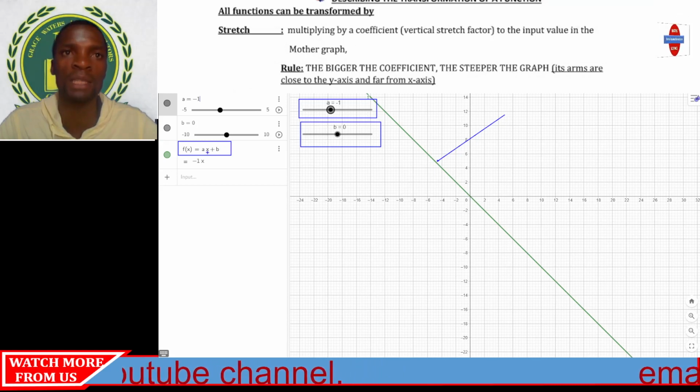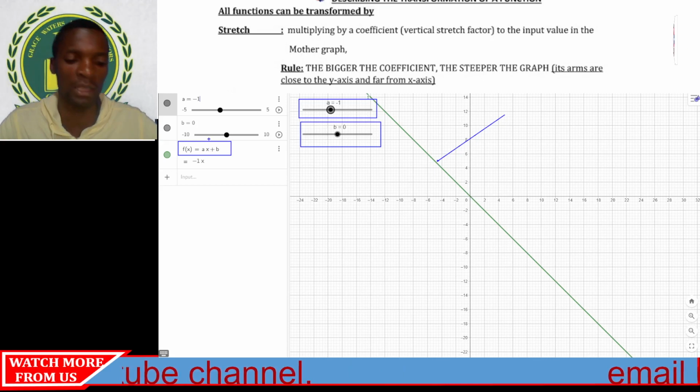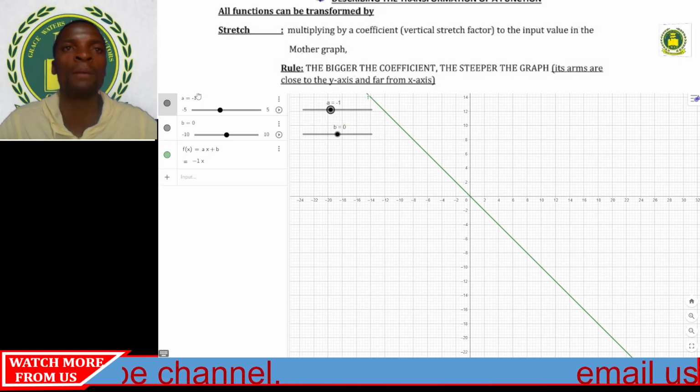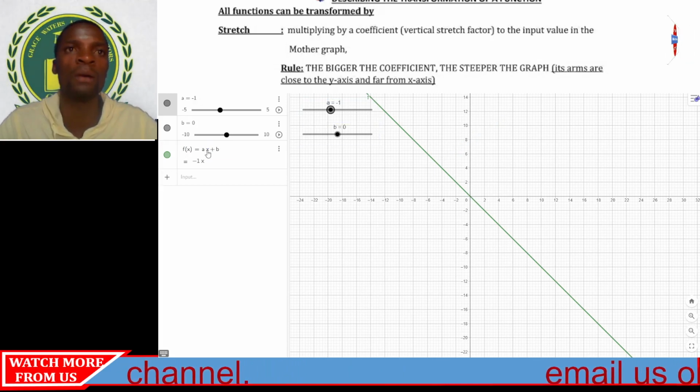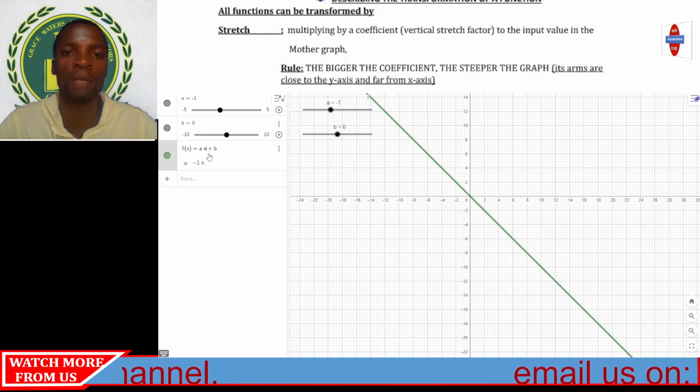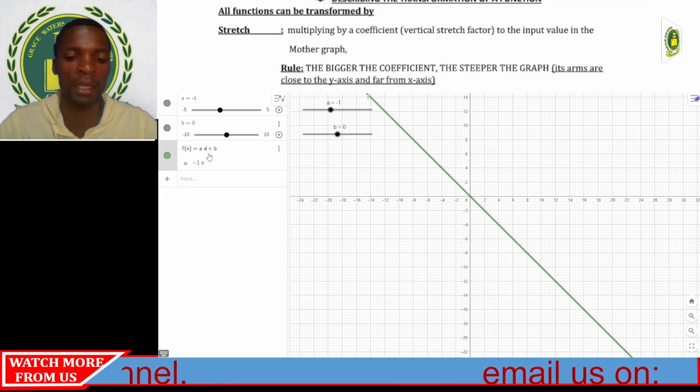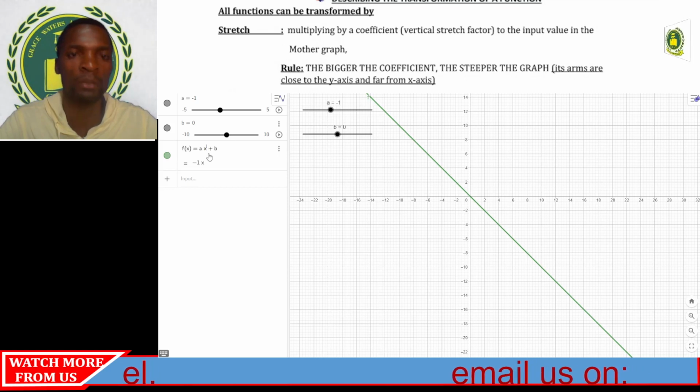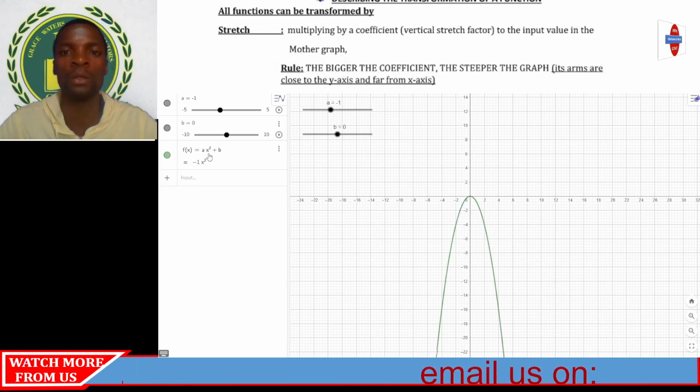Let us replace x by x squared and see what's the nature of the graph. Okay, so this means here on x, I'm going to replace x by what? I'm going to put here x to the power 2. Okay, so now we have x to the power 2.